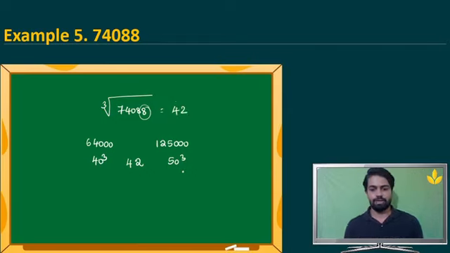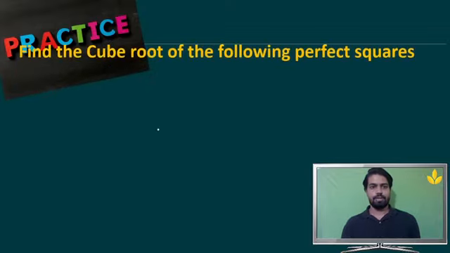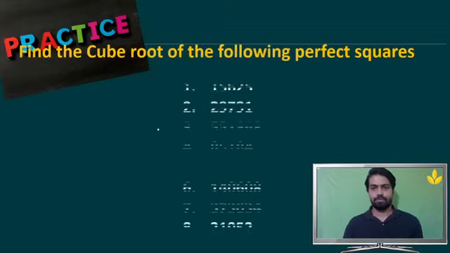If they are not perfect, then we have to verify this. You have to verify whether it is right or not. If it is not right, this is not a perfect cube. But I know these examples are perfect cubes, so I'm discussing them directly as perfect cubes. Now this is your work. Find the cube root of the following perfect cubes.